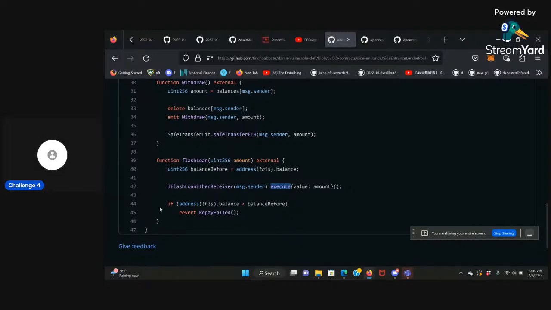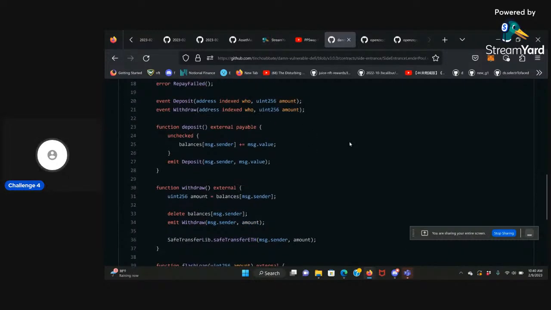But line 44 is going to double check that the balance is not going to be smaller, at least. So the execute function actually uses this curly bracket over here to send the amount of Ethereum to msg.sender. And for this function, there's no argument, but the expectation is that this function is going to return the money back.